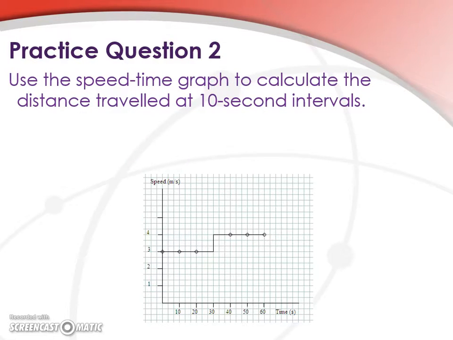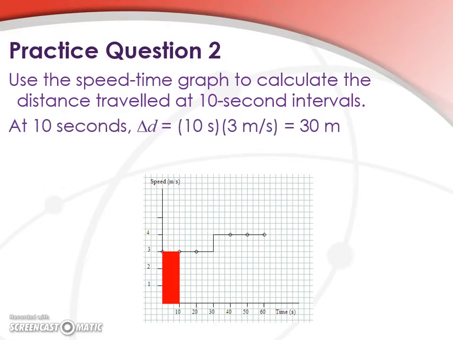Okay, so we've learned about the area under the curve gives us the distance traveled. Please use this speed-time graph, calculate the area in order to get the distance traveled at 10-second intervals. Okay, so mine, you can see it here. I've calculated a series of rectangles. They get wider as I go. And then the discontinuity here.